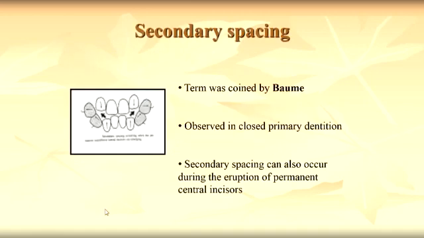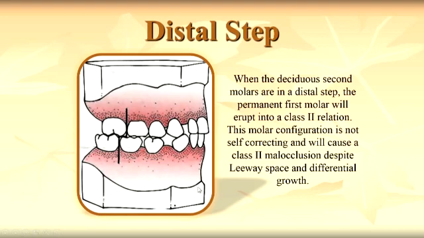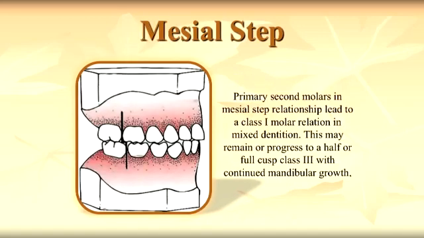Secondary spacing, a term coined by Pound, is observed in the closed primary dentition. Secondary spacing can also occur during eruption of the permanent central incisor. Distal step: when the deciduous second molars are in a distal step, the permanent first molar will erupt in class 2 relationship, and this molar configuration is not self-correcting and will cause class 2 malocclusion, despite leeway space and differential growth.